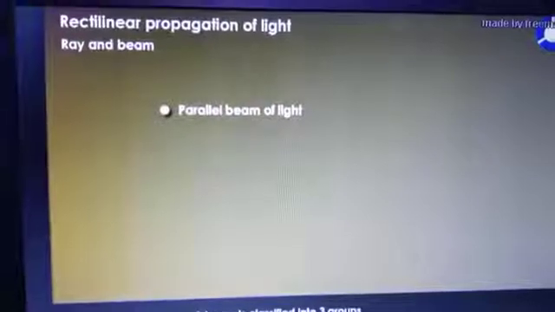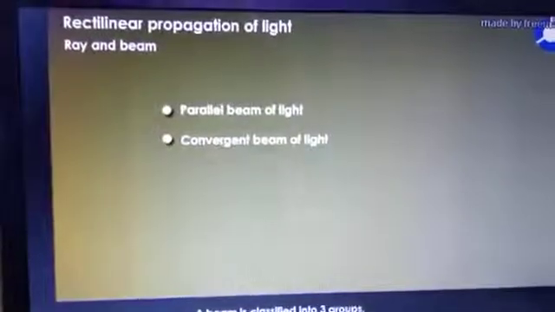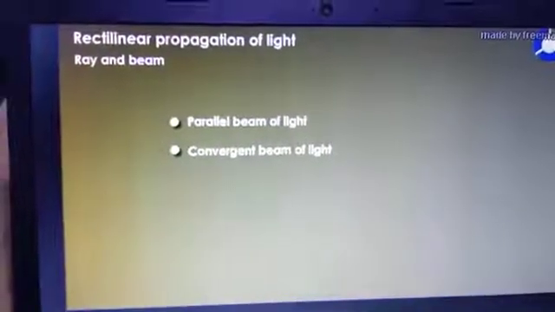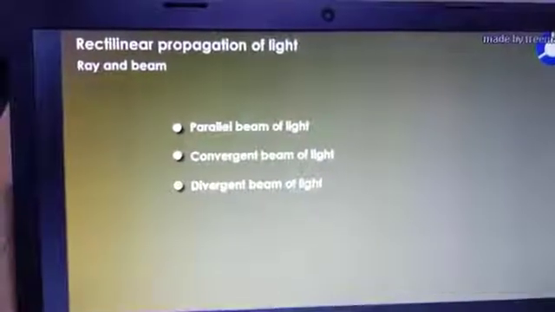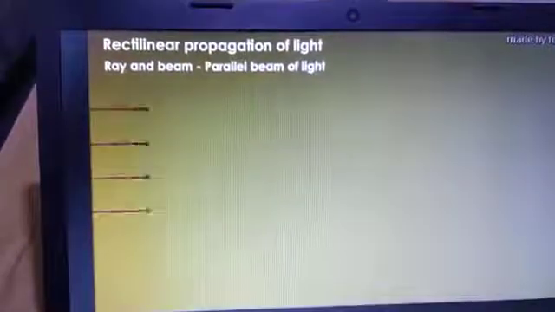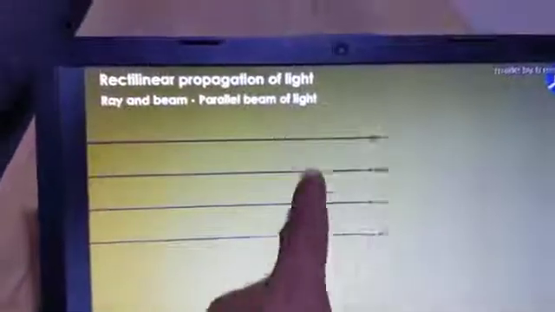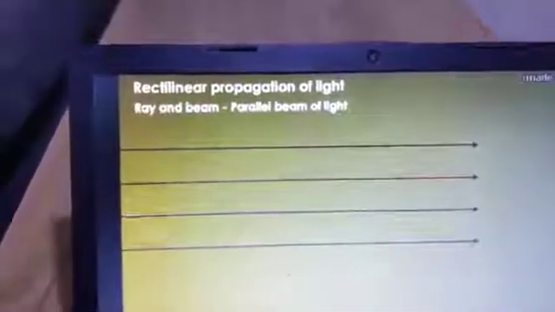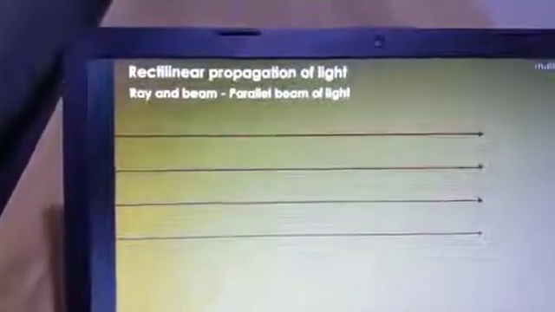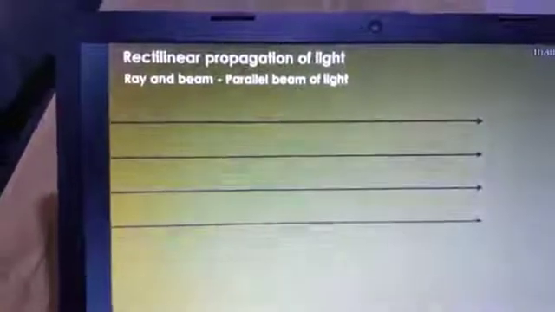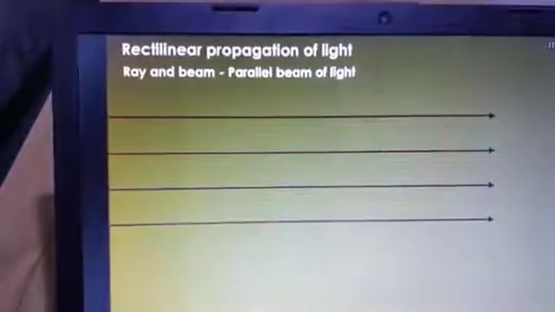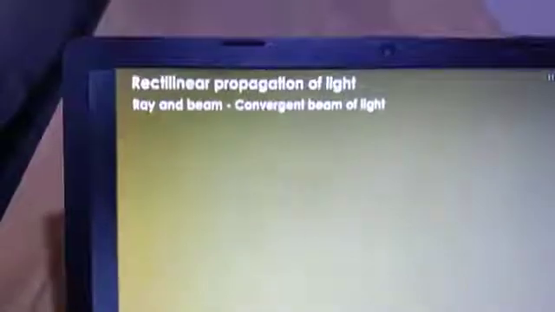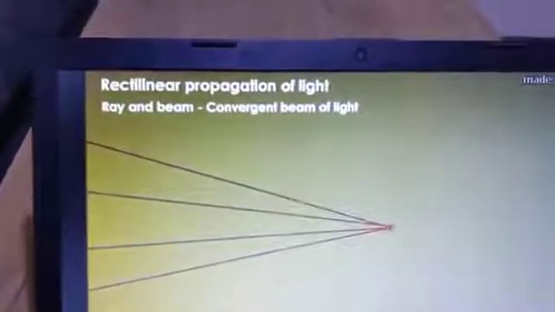The first one is a parallel beam of light. The second one is a convergent beam of light. And the third one is a divergent beam of light. A group of light rays is a beam of light. These four rays are traveling forward. Each of them is parallel, and the distance between each of them is the same. For that matter, we can say these beams are parallel beams.